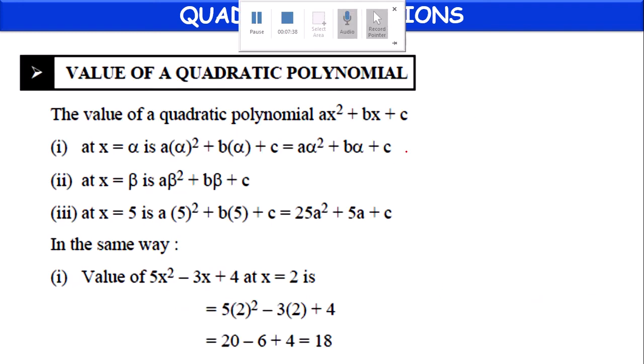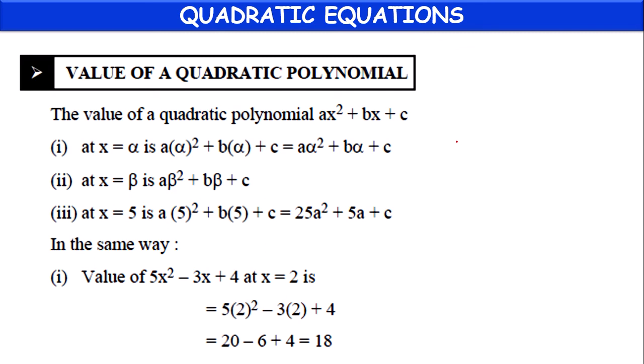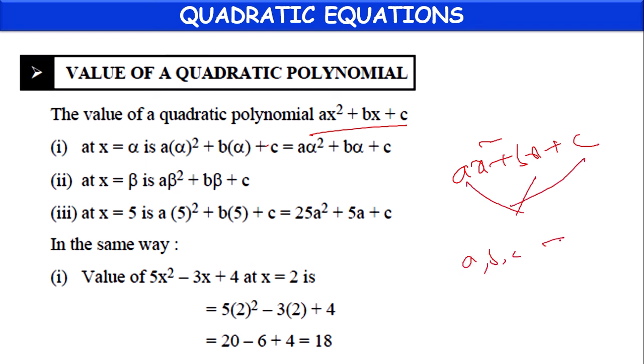Next one. So, value of a quadratic polynomial. So here we are telling the general form of a quadratic polynomial is ax square plus bx plus c, where a, b, c are real constants.